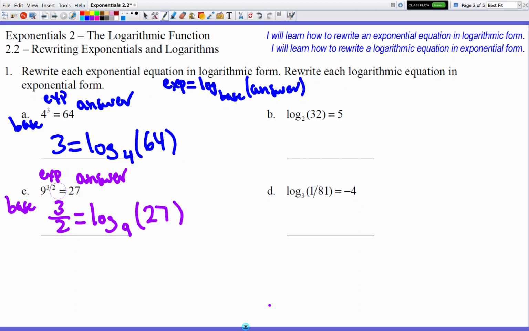Problems B and D, on the other hand, are going to go the opposite direction. They're going to go from log form, because you see the word log, into exponent form. Let's write out the exponent form on the side here. Exponent form is base, exponent, equals answer.